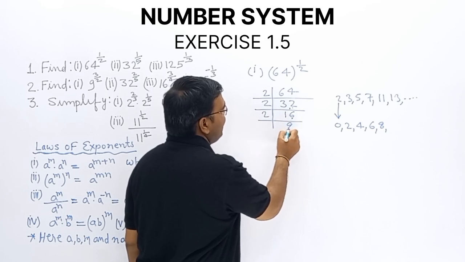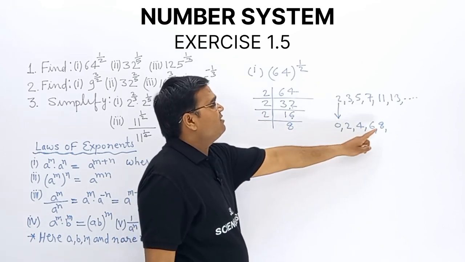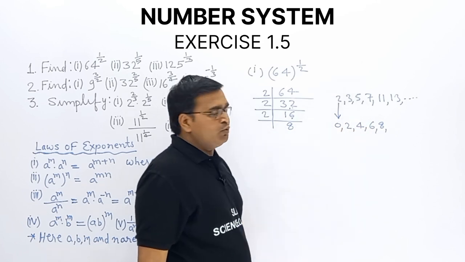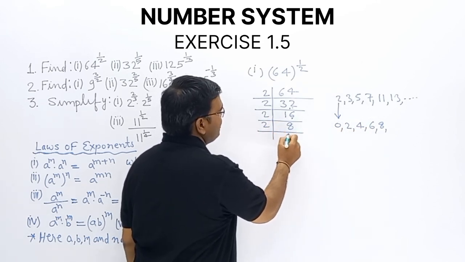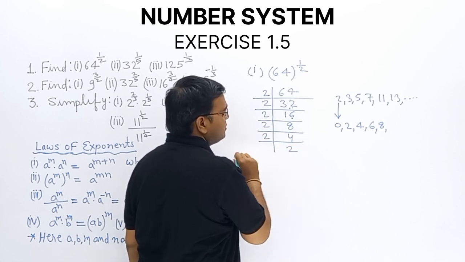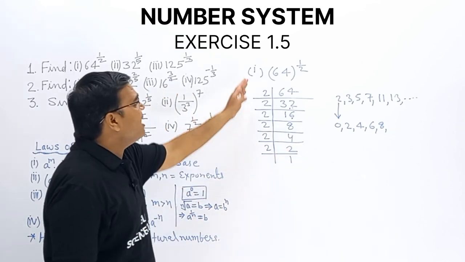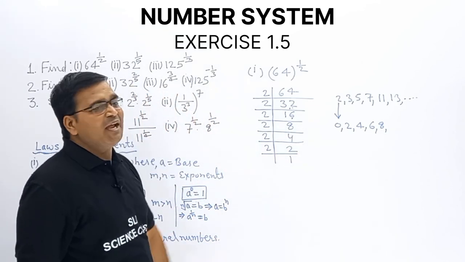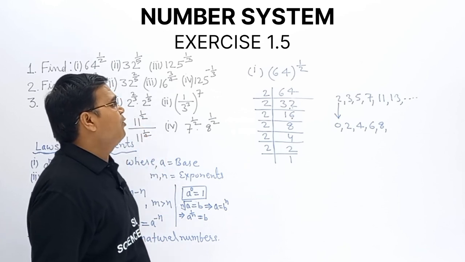What will be the result? 8. Again only the unit place, only one number is there and it is divisible by 2. So how will we divide? Dividing by 2, the result will be 4. Again it is divisible by 2. What will be the result? 2. Now again dividing by 2, the result will be 1. So these are what? Prime factorization. These are the prime factorization of 64.